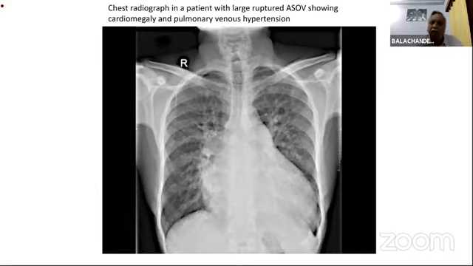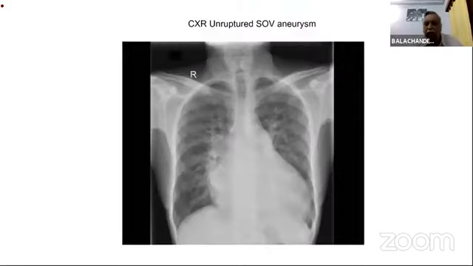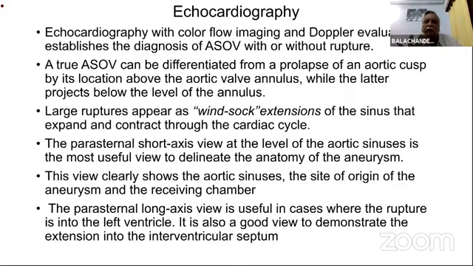Next slide. Pulmonary artery here is prominent. You have pulmonary venous hypertension. Next slide. These are the X-rays which are giving you the features of RSOV. Now, echo, of course, I won't go into great detail except that the echocardiography will show the typical appearance which you have to see, and that is called the windsock extension of the sinus. And the parasternal short axis is the most important thing.